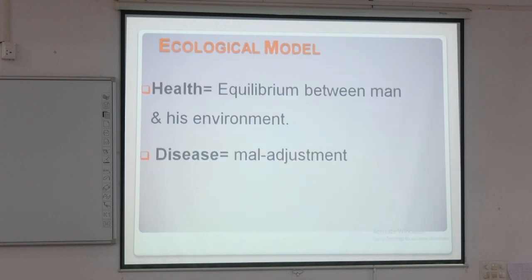Then came the ecological model. It is saying that health is equilibrium between man and his environment. Disease is just a maladjustment. It is true, but not the entire truth, right? Not everything can be explained by environment alone. Like genetic disease, right? Malnutrition. You cannot blame environment for malnutrition. It's purely an economic issue, right?